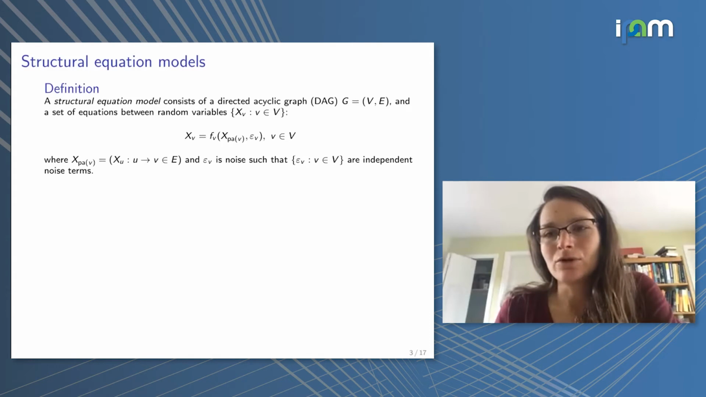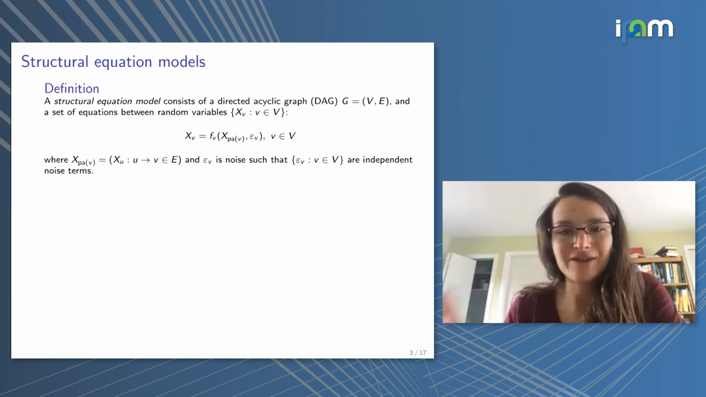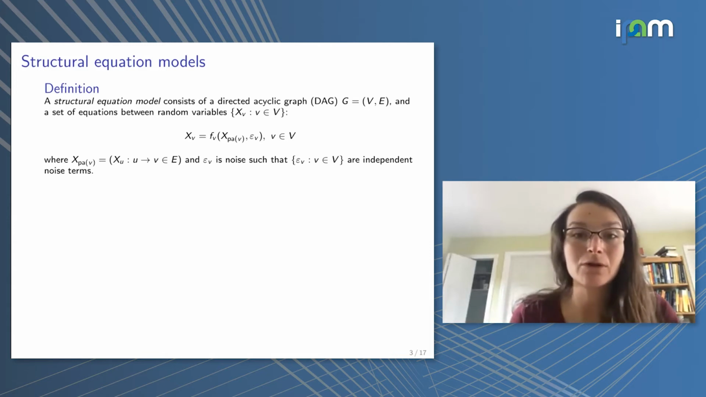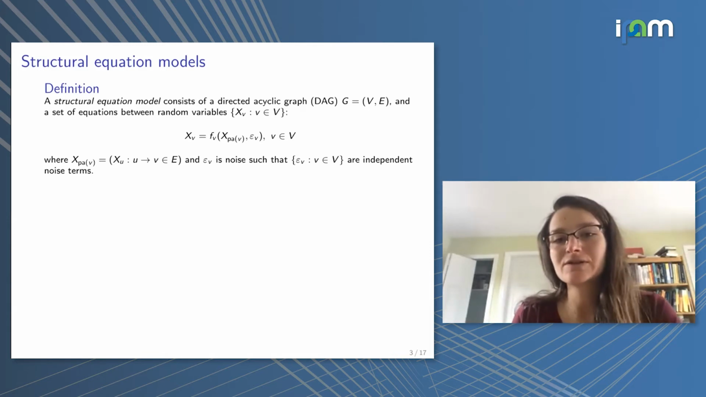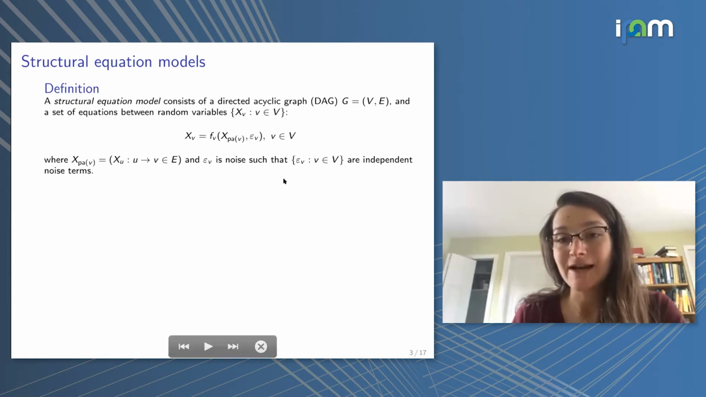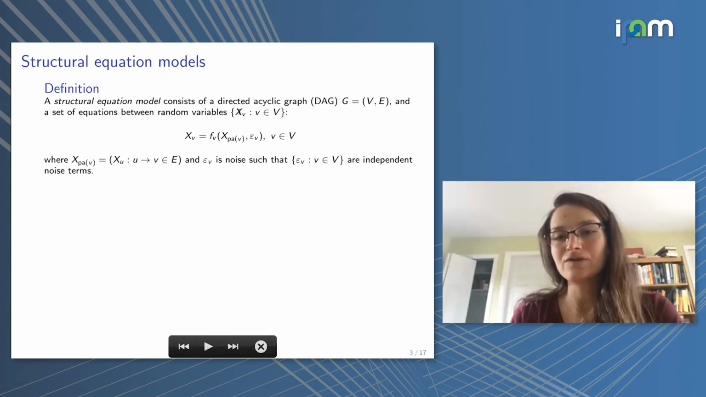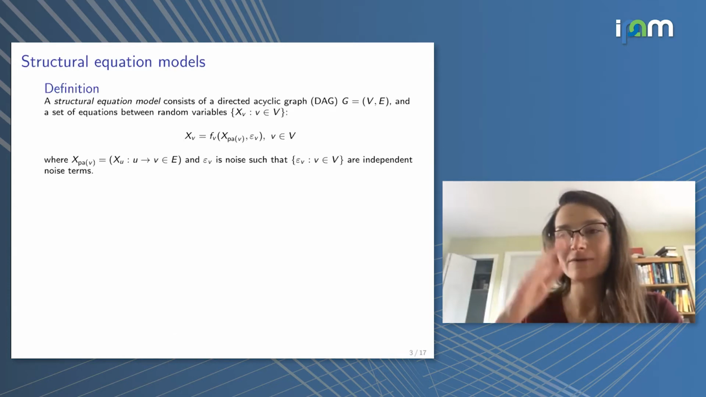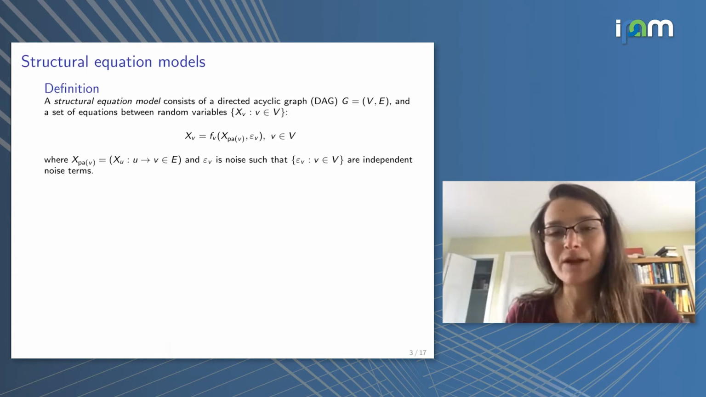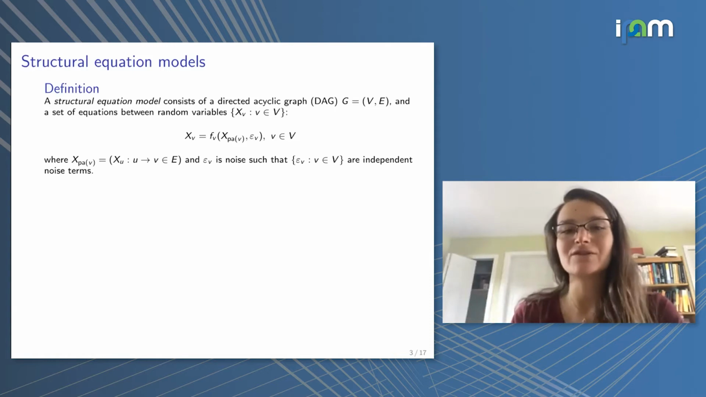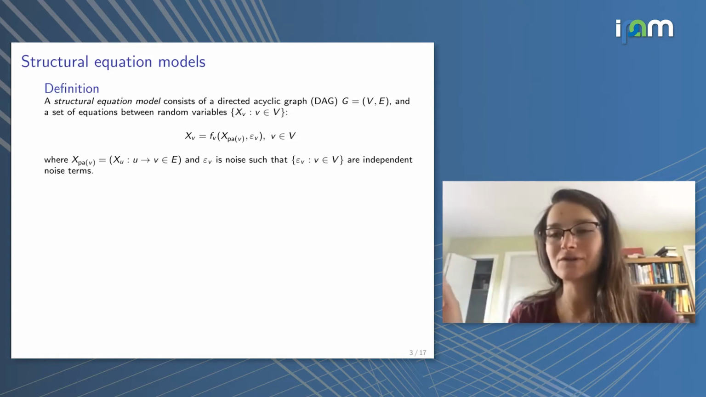Let me give a more formal definition of these causal models. Today I'll be working with structural equation models, also known as structural causal models. Such a model consists of a directed acyclic graph, or a DAG, G, which has vertices V and directed edges E. These are arrows from one vertex to another. We have one random variable for each vertex, so X_V are the random variables, like all the diseases and so on. And the arrows tell us when one variable influences another.